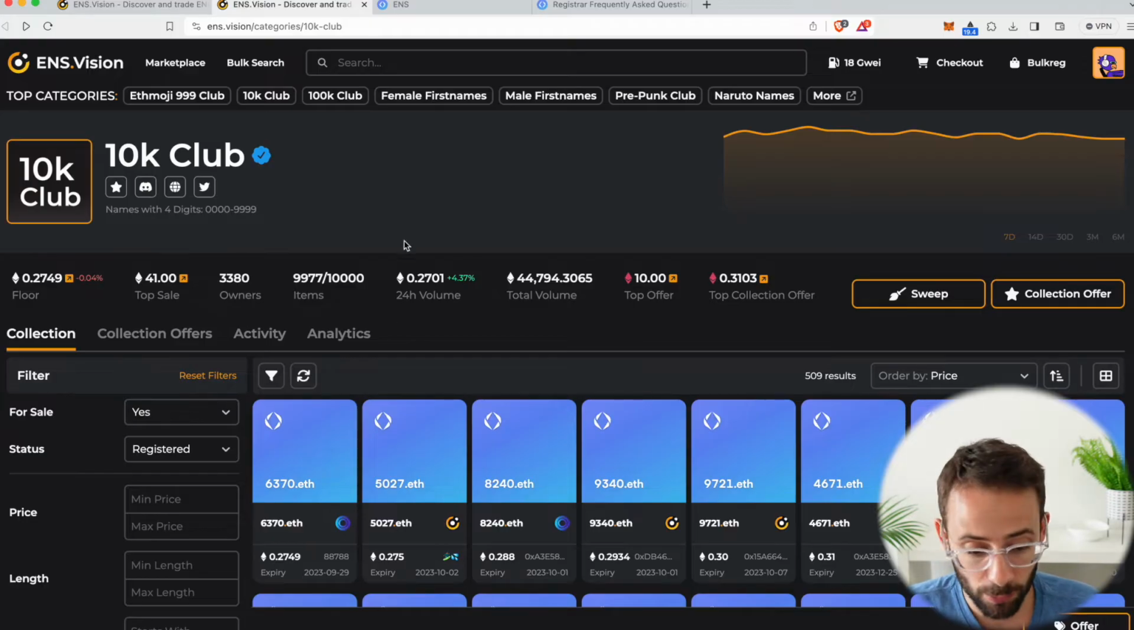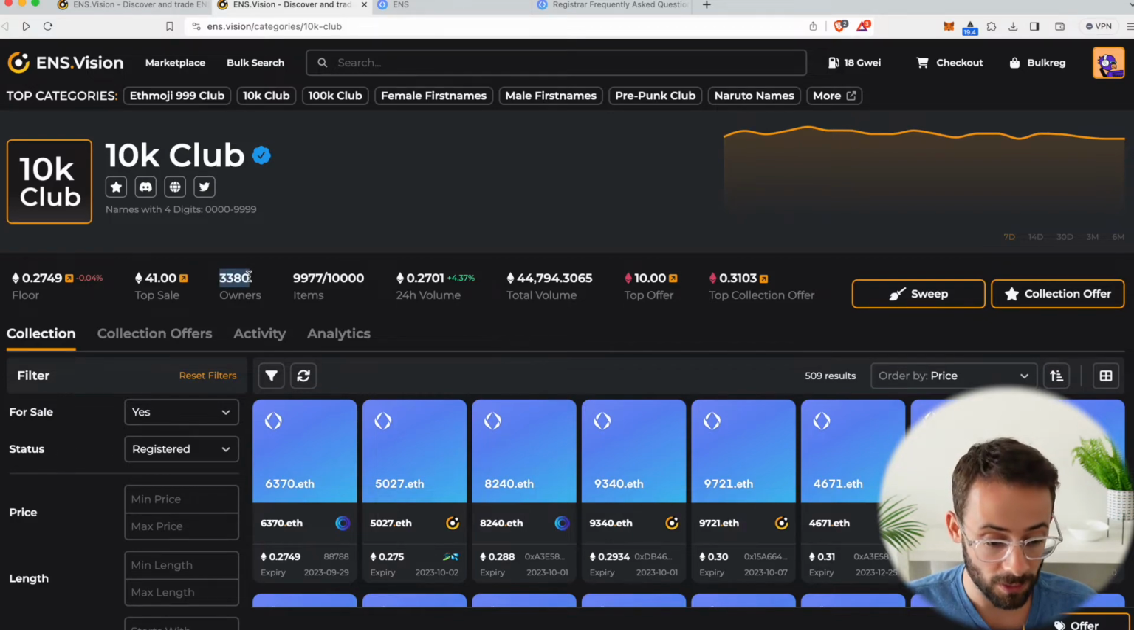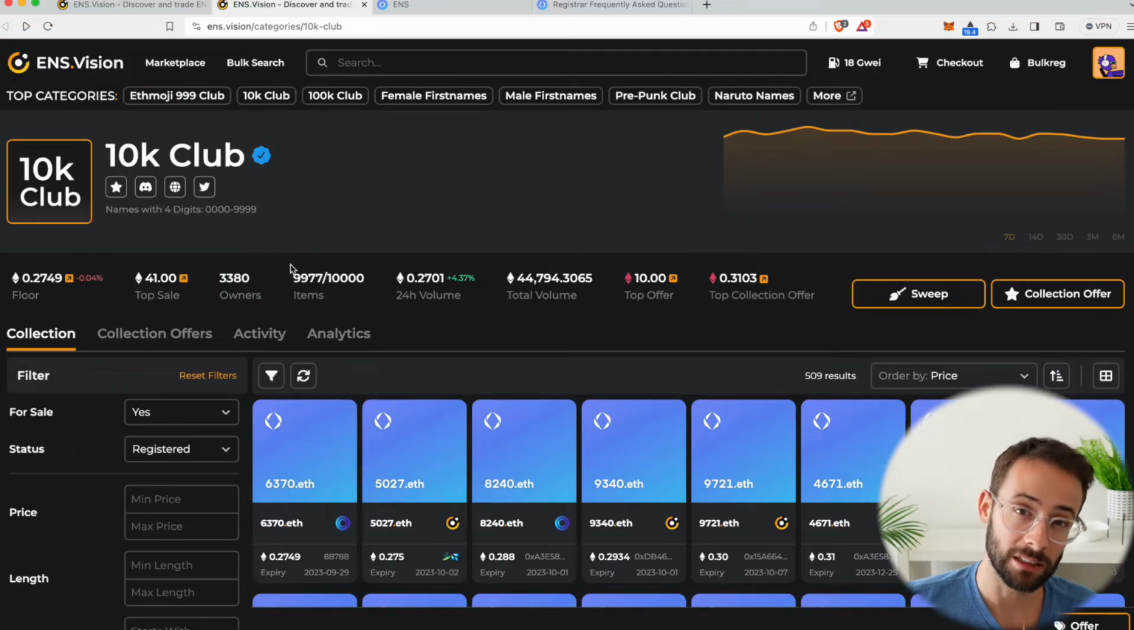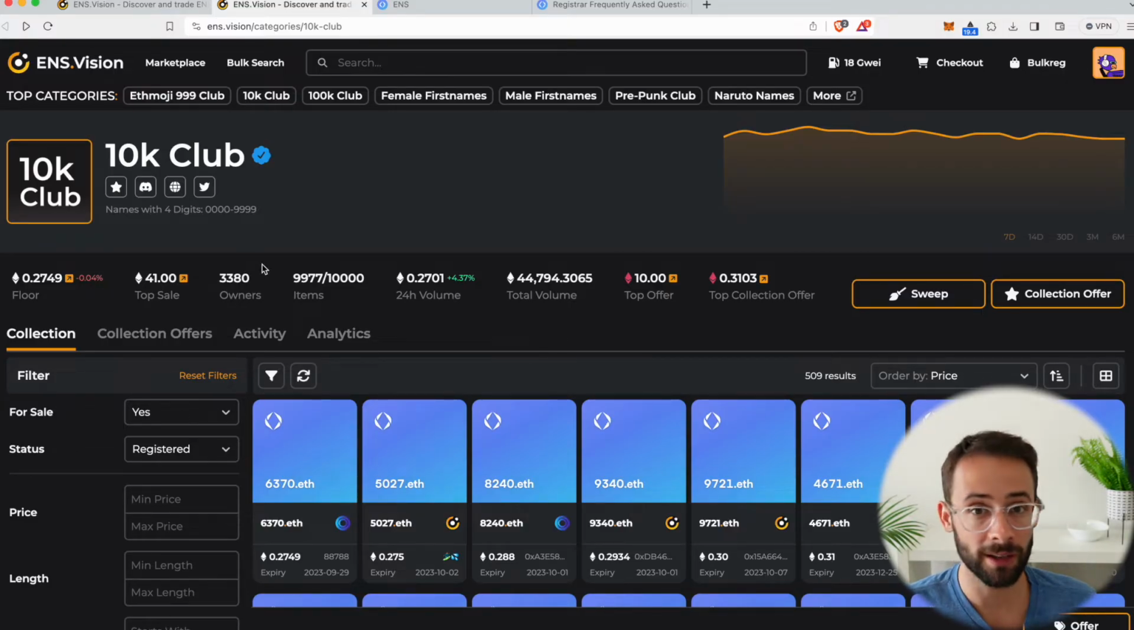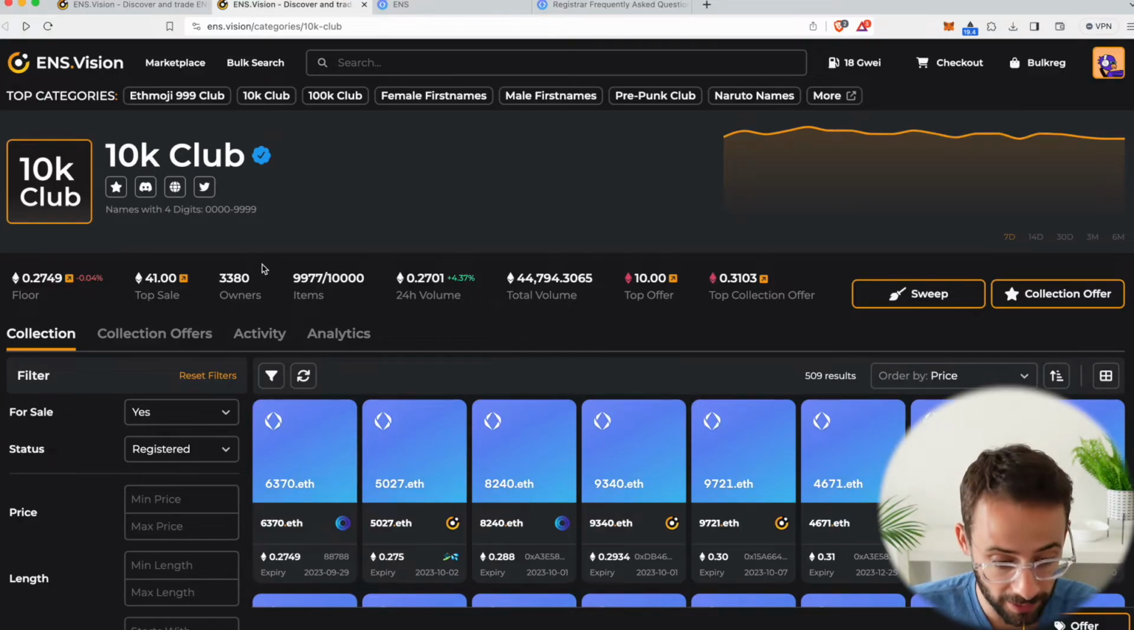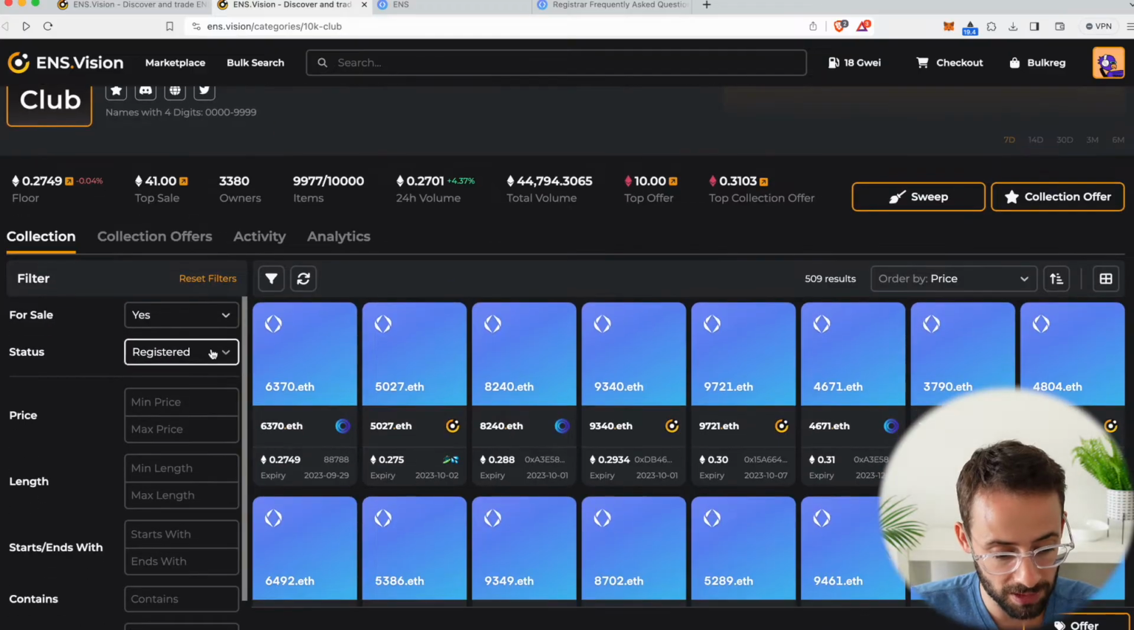Anyways, other categories of information, you can see how many people own this NFT collection. So 3,380 distinct wallets have this NFT in them. So that's something like a 33% diversity, which is a little bit on the low side. The higher it is, the better, usually because it means there's more people in it and a less concentration of domains in any single wallet's hands. Then you can see out of the total collection of 10,000, 9,977 have been minted. So that probably means some of them expired.